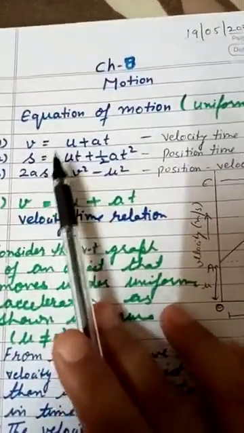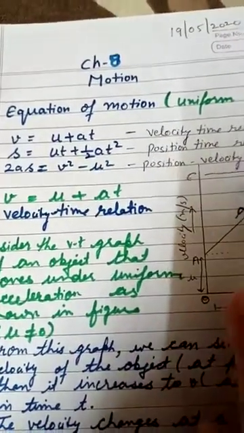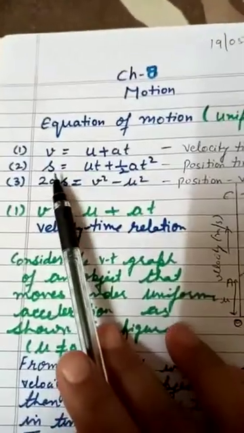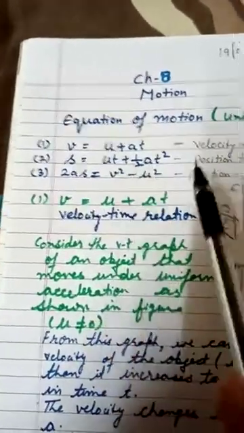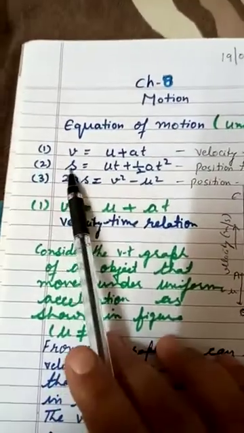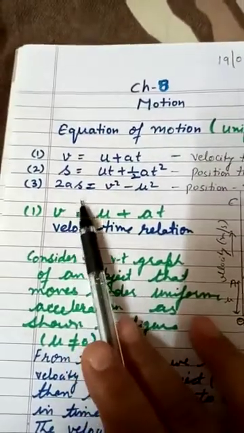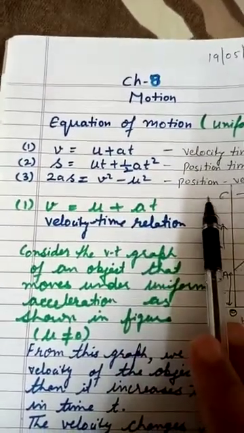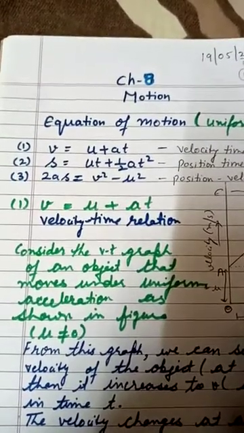First one is v is equal to u plus at, and it is also known as velocity time relation. Then we have read the second equation, s is equal to ut plus half at square. It is known as position time relation. And the third equation we have read is 2as is equal to v square minus u square, which is also known as position velocity relation.